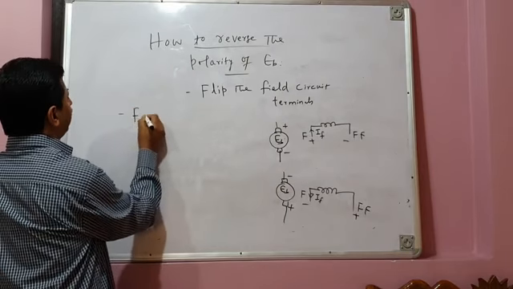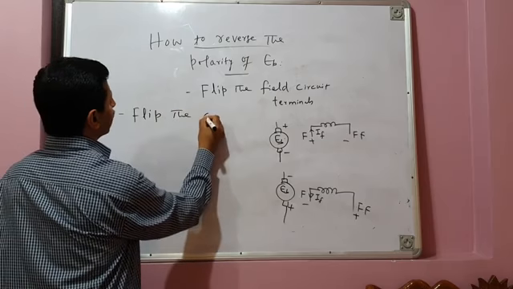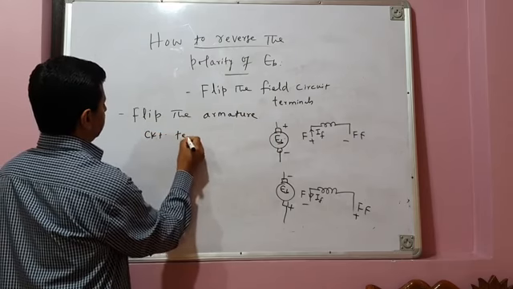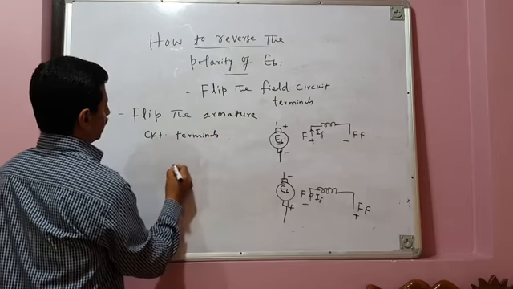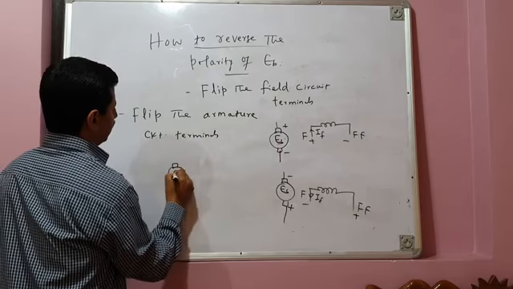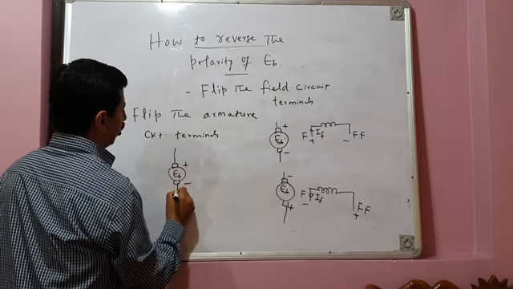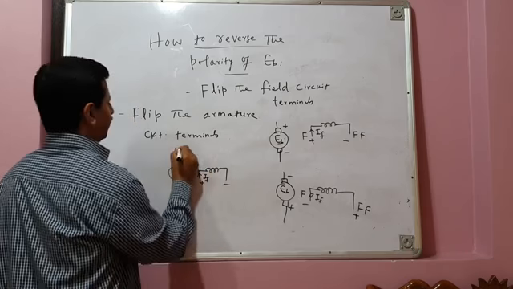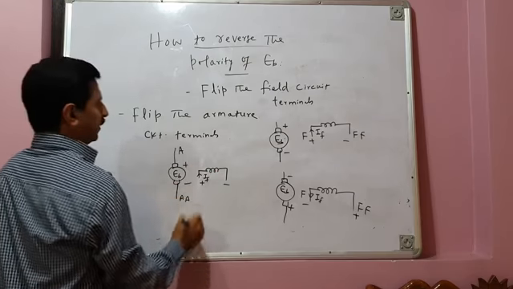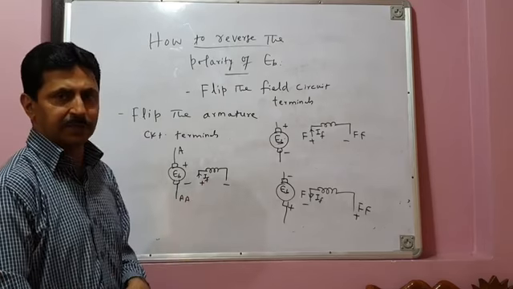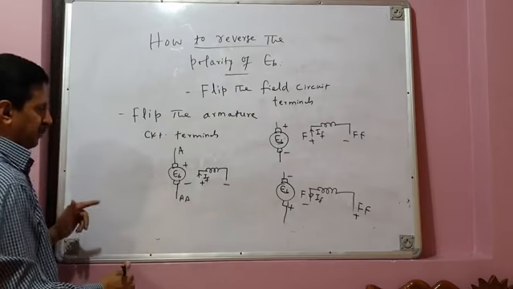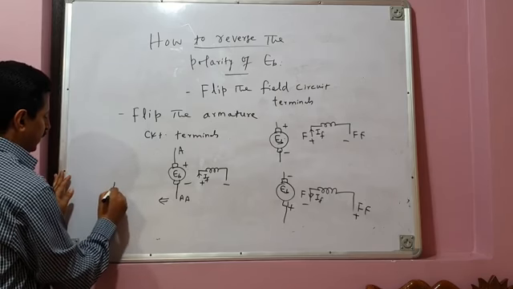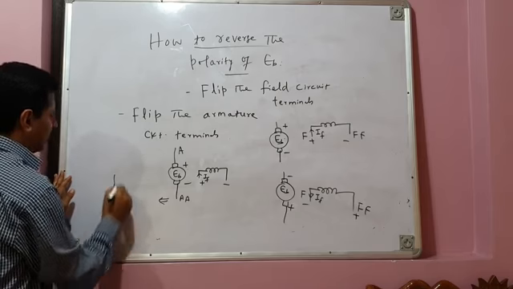What is the other method? Flip the armature circuit terminals themselves. So again, if previously your machine was operating as a motor in the motoring mode, and this was the direction of field current, and this is armature terminal A, this is AA. Now we are not flipping the field terminals. What we do is flip the armature terminals themselves. Now this is plus, this is minus.